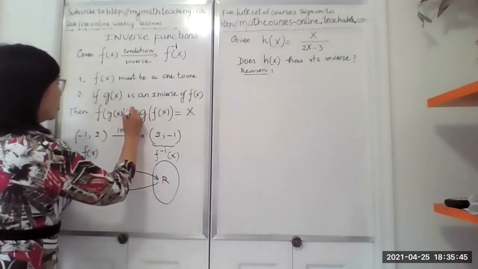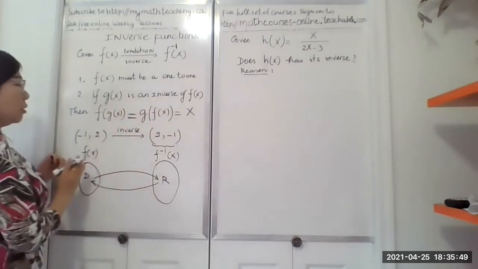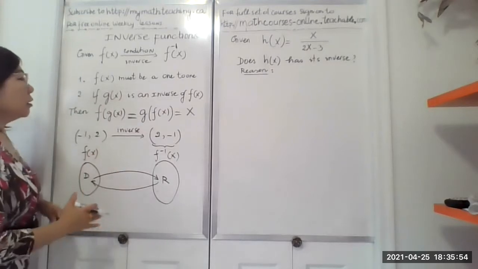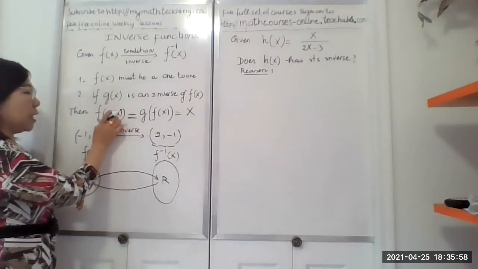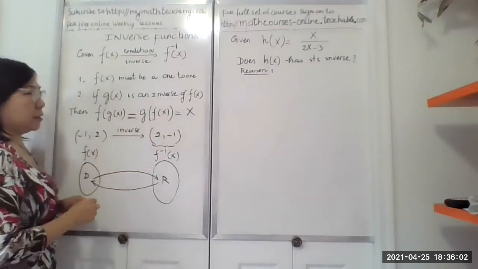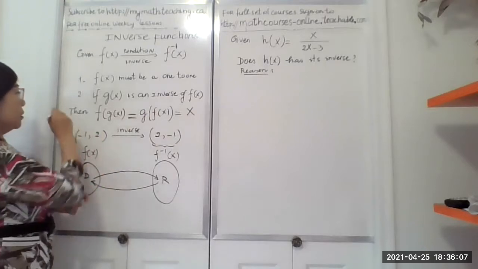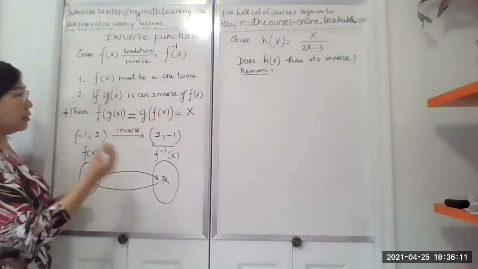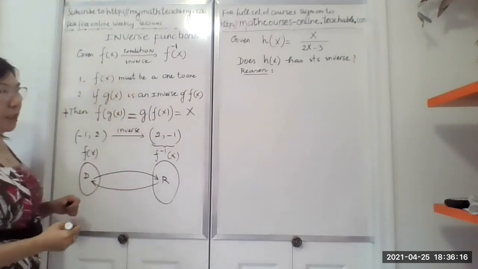In order for them to be inverse functions of each other, like g(x) being the inverse of f(x), we can test whether the composite function f(g(x)) equals g(f(x)) and equals x. As long as it satisfies this condition when we test it, then we can conclude that g(x) is the inverse of f(x).